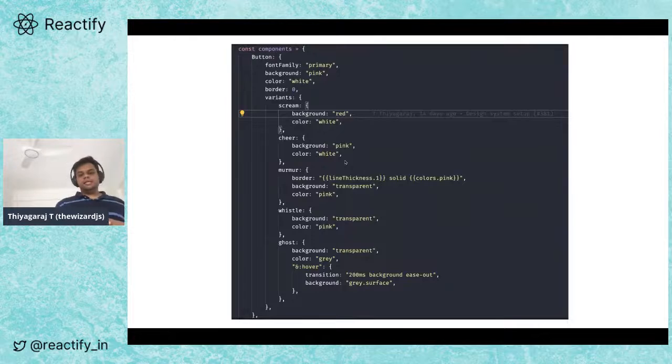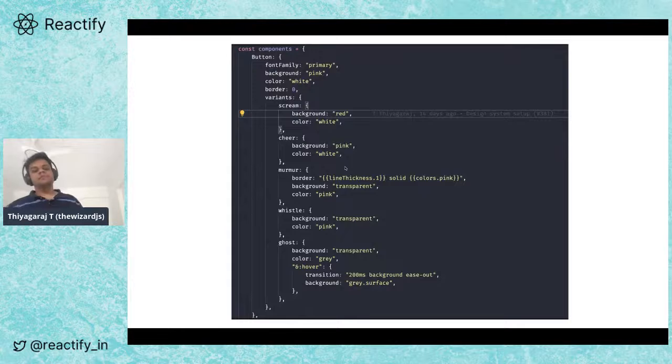So also, the token map is not just the values. It also defines component styles as well. So for example, again, if you're not able to read this, it's fine. All it says is that there's a button object, it has a bunch of styles, and it also has some styles specific to a variant. So for example, here, there are button names like cheer, scream, whistle. So it defines what are the extra styles that particular variant has.